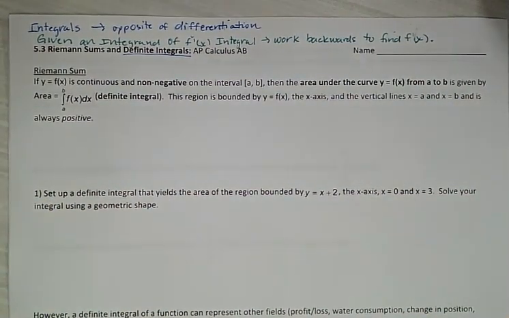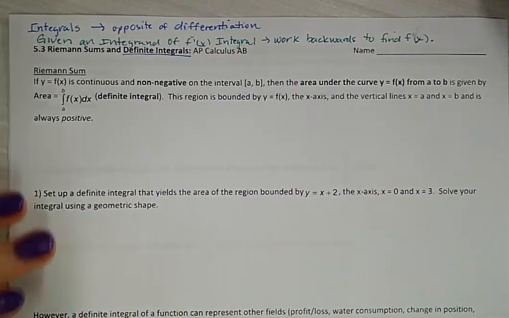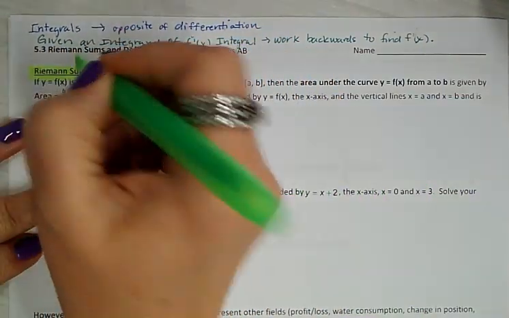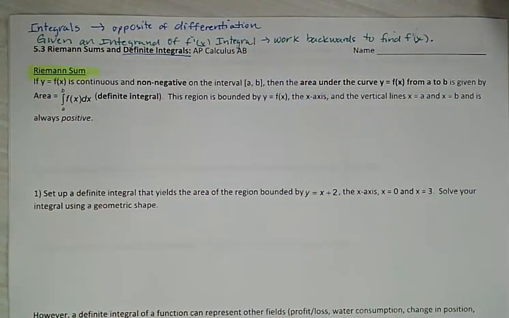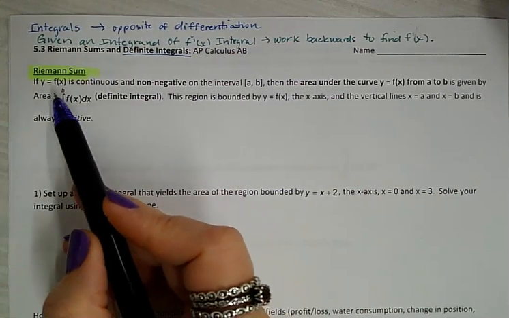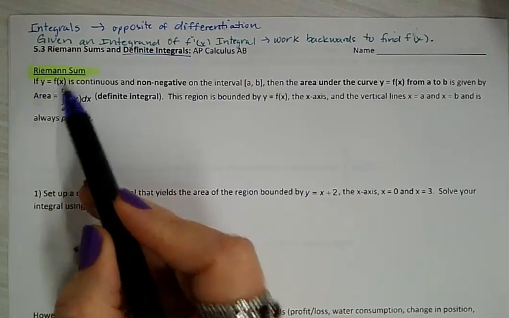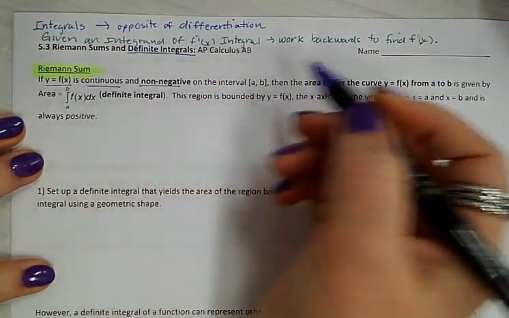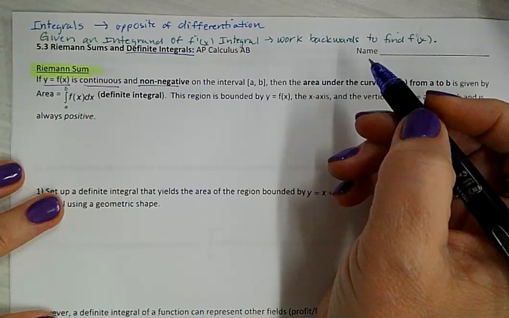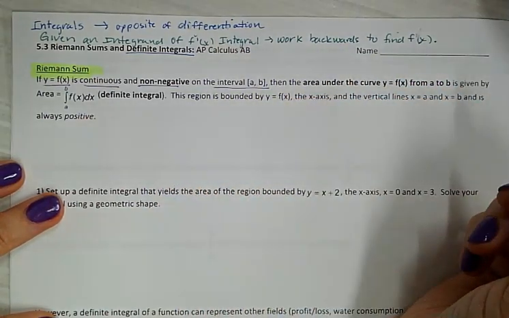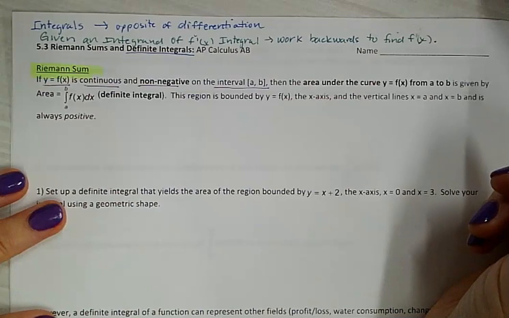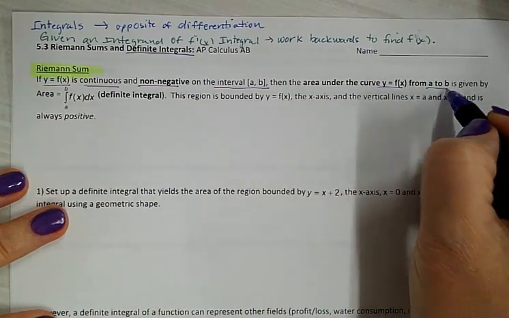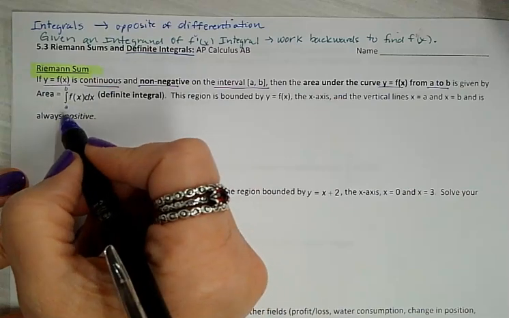First off, we need to define a few things and some language so that you understand. We're still going to be working with Riemann sums, and a Riemann sum, remember, is just the area under the curve. As we work through this, remember that y equals f of x, so the function is continuous on a non-negative interval that falls between a and b. Then the area under the curve of the function from a to b is given by this notation.